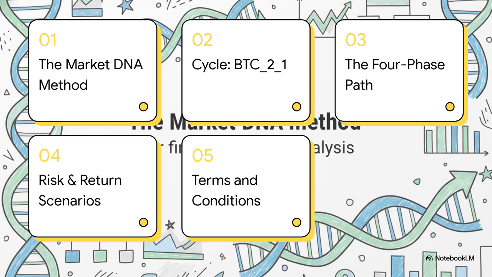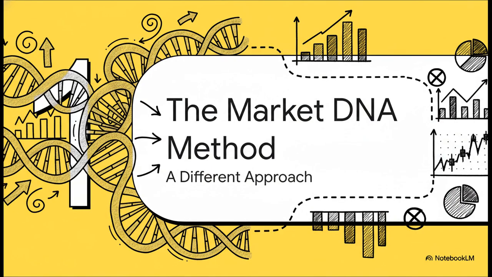First, we'll define what the market DNA method actually is. Then we'll jump into that specific Bitcoin cycle blueprint and walk through its four-phase path. After that, we'll look at the risk and return scenarios, and finally, we'll wrap up with the super important terms and conditions. All right, first up, the market DNA method. Let's really get into what makes this approach stand apart from pretty much everything else out there.